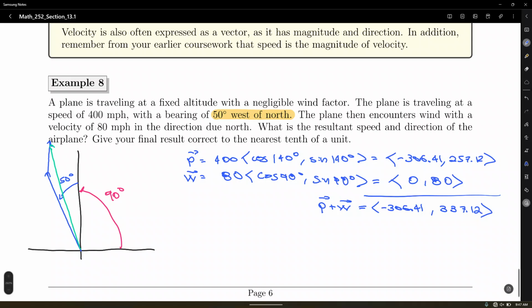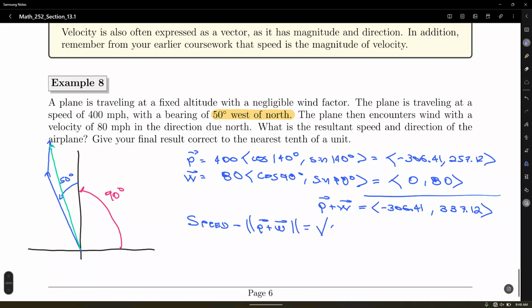But again, it's not clear about what velocity we want. Do we want it as a vector, or do we want it as a module or as a magnitude? So we want to know how fast it is. So if someone asks you, how fast is that airplane going? You're not going to say, it's going negative 306.3. You're not going to tell someone a vector quantity, right? So you need a more known kind of number. That is in terms of a magnitude. And in this case, that's what we call the speed. That is the magnitude of p plus w.